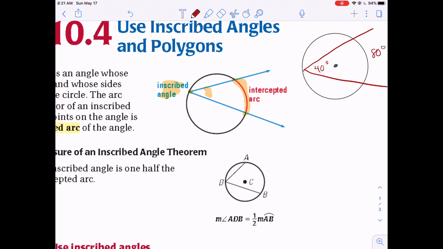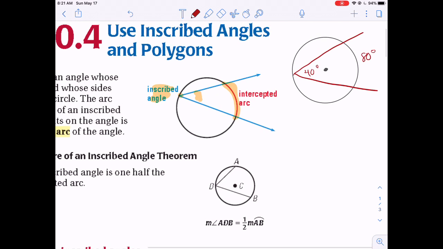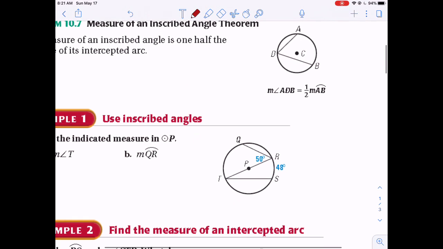Okay, and likewise, if you are given an arc angle out here that's 80 degrees, you can then calculate the inscribed angle to be half of that. So the relationship is 2 to 1 or 1 to 2, depending on which one you get. So let's try some of these as examples.